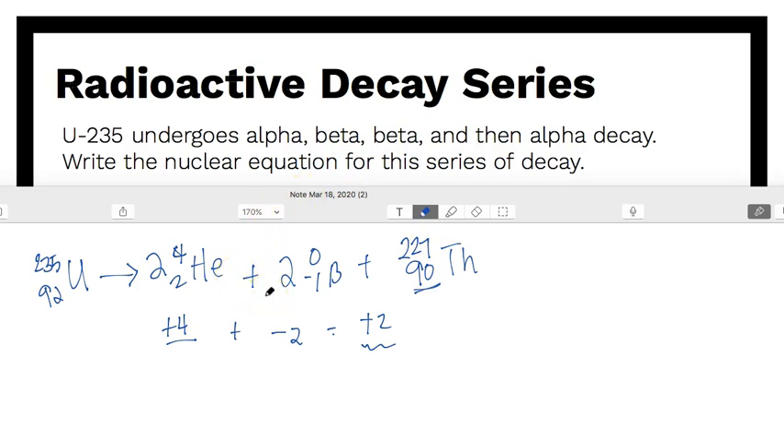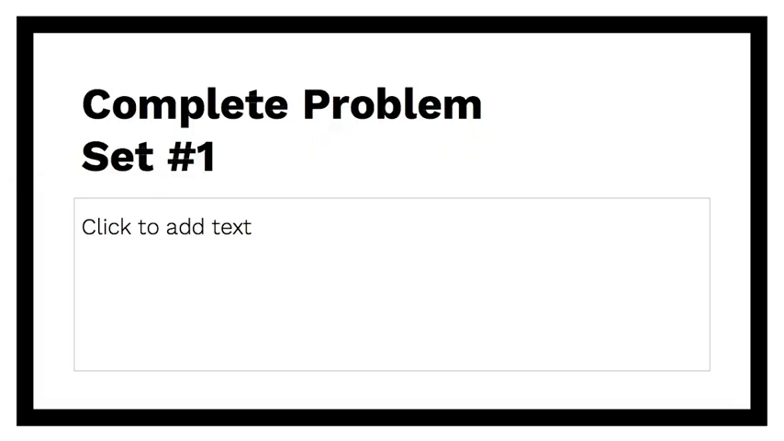If not, just rewind it, try to understand what's happening, and you should be okay. You should be able to now do problem set number 1. Make sure you try, check your answers. Make sure that you make corrections and that you upload onto Google Classroom a picture of your work.